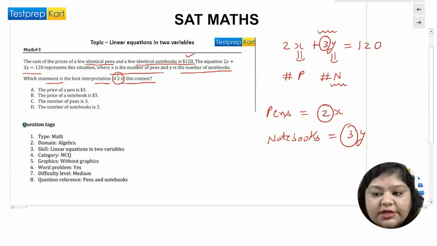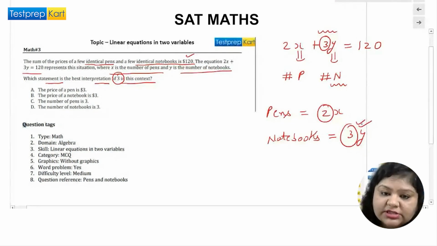So what is the interpretation of this 3? This is the cost of one notebook. Is there any option which says so? Of course, option B says the price of a notebook is $3. So this is the correct answer to this question.